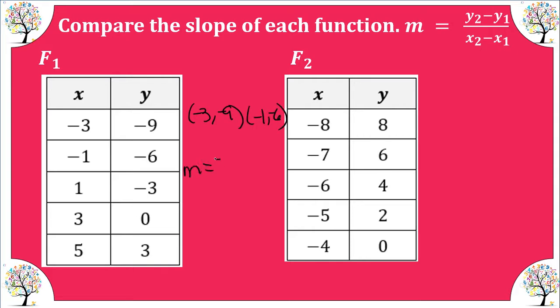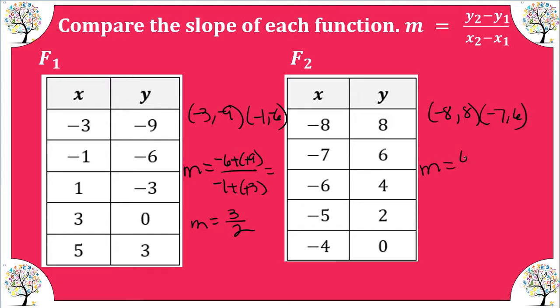My slope for function 1 here, I'm going to get 3 over 2. 6 minus 8 over -7 minus -8. And function 1 has a less steep slope than function 2. I hope this helps.